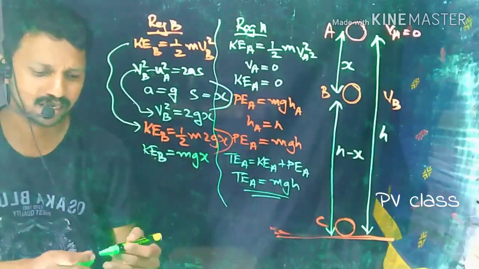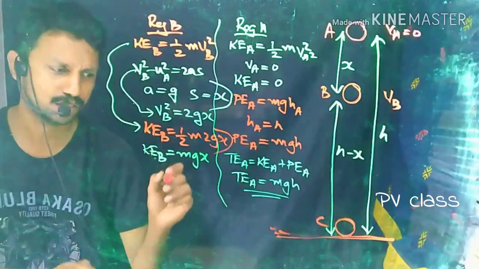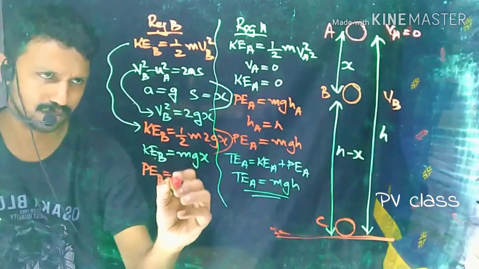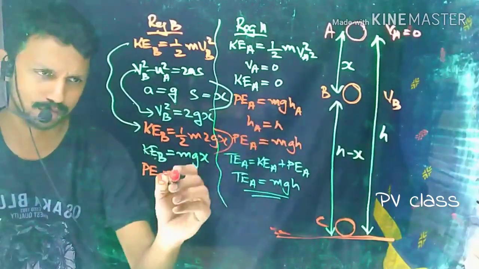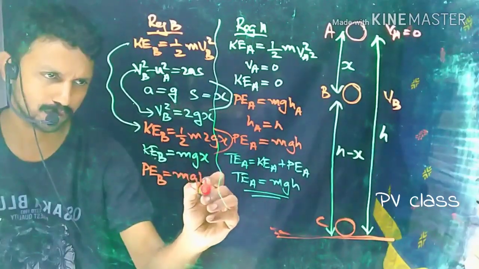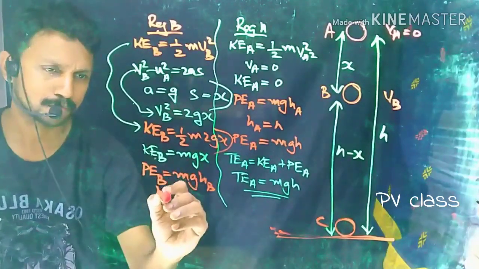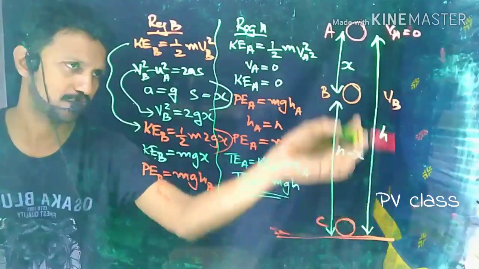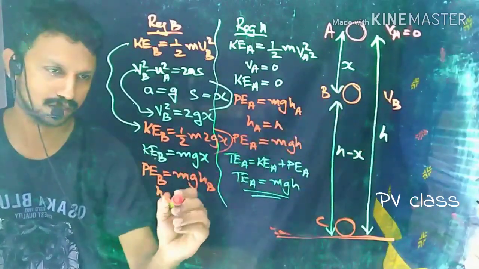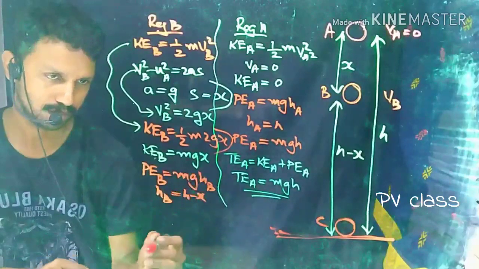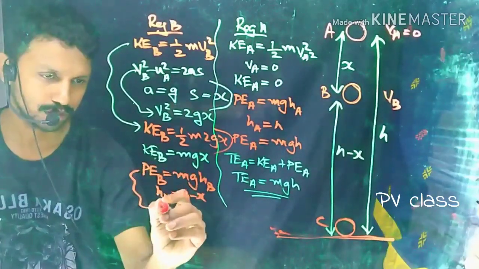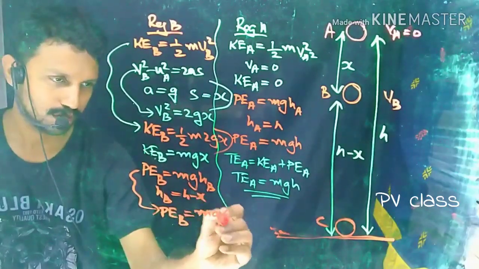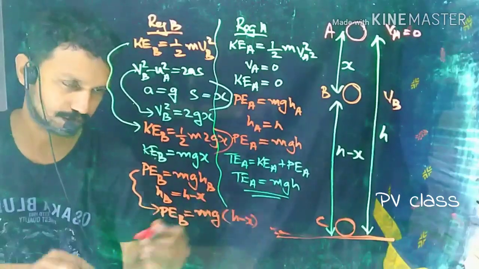Then next, let's find out the potential energy at region B. As we all know, potential energy's general expression is mgh. I will write mg into hb. What's hb? hb is the height up to region B, and it is h minus x. Therefore, the potential energy at region B will become mg into h minus x.